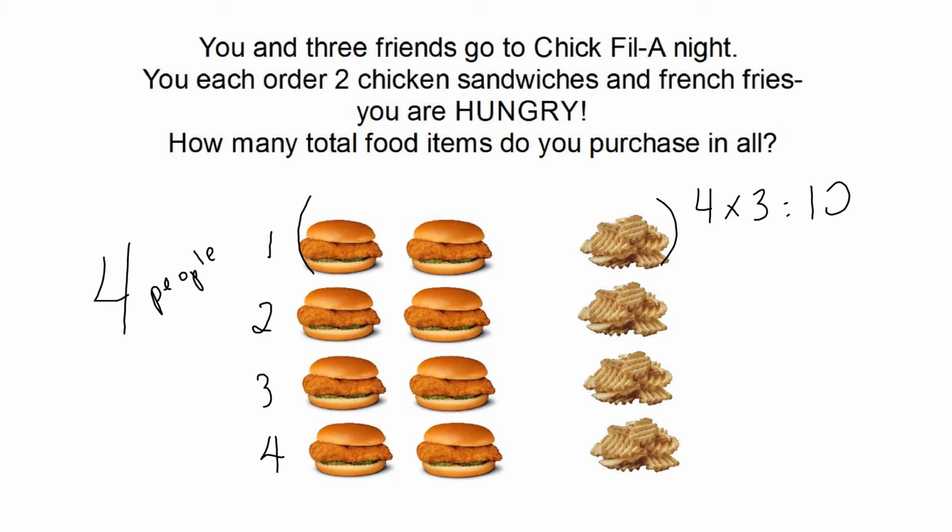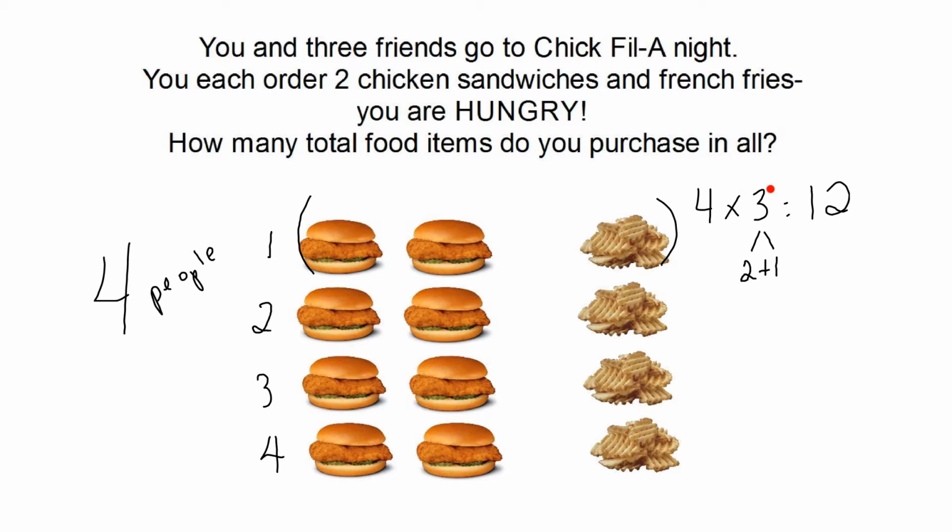But we broke apart one of these numbers, which was the 3, into specific food choices. We said we each were getting 2 chicken sandwiches plus 1 waffle fry order. So 2 chicken sandwiches plus 1 fry order equals 3 total food items, which is right here. So the 2 plus the 1 is equal to the 3.